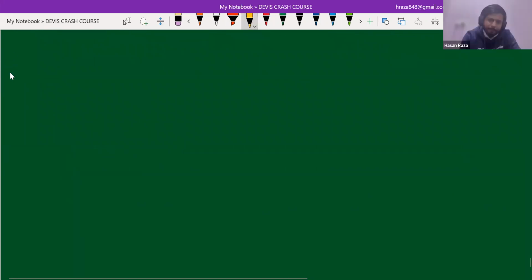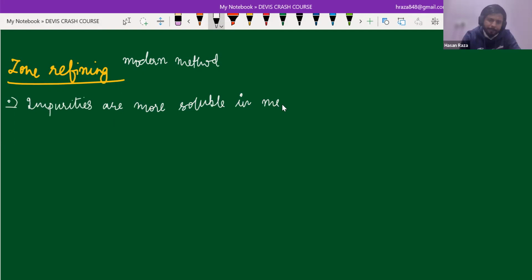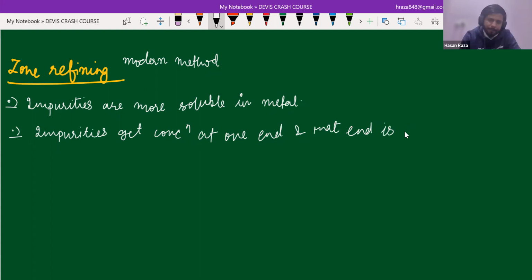Now the next is zone refining, and it's also very easy. It is one of the most modern methods for refining. Okay. Now, impurities are more soluble in the molten metal. Also we can write, just write it with me: impurities get concentrated at one end, and that end is cut.